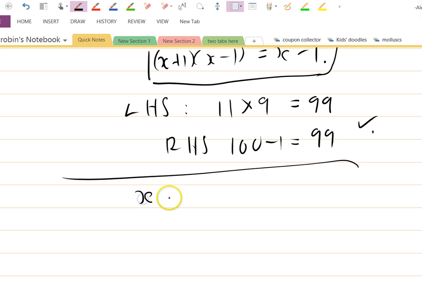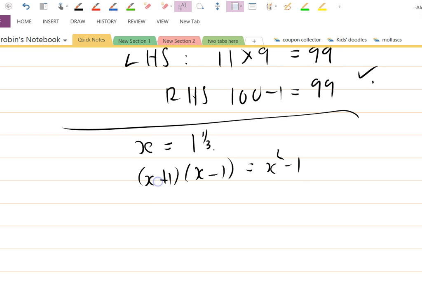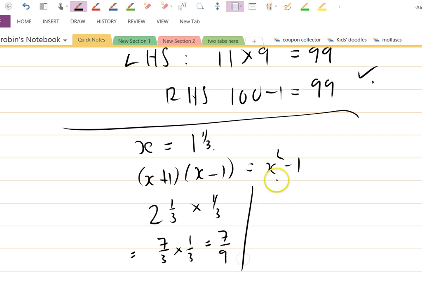What about fractions? Does it work for fractions? What happens if x equals 1 1/3? Just because I feel like. x plus 1, x minus 1 equals x squared minus 1. Well, let's verify it for x equals 1 1/3. What's this one? That's 2 1/3 times 1/3 equals, 2 3s are 6, 7 over 3 times 1/3 equals 7 9ths. Now let's do this one. That's 1 1/3 times 1 1/3, because that's what we're substituting x in, minus 1.